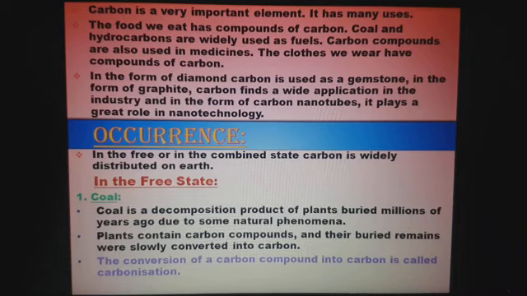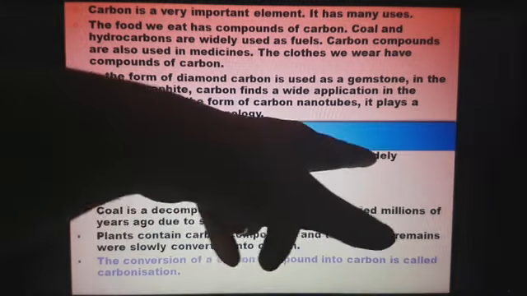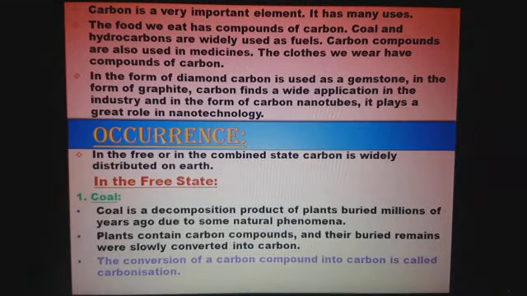Okay, so the next topic is occurrence. In the free or in the combined state, carbon is widely distributed on Earth. So there are two states in which carbon is found: one is the free state and the second is the combined state. Let's see in what forms it occurs. In the free state, first is coal. Coal is a decomposition product of plants buried millions of years ago due to some natural phenomena. Coal is not formed in just one day. It takes millions of years for coal to form.